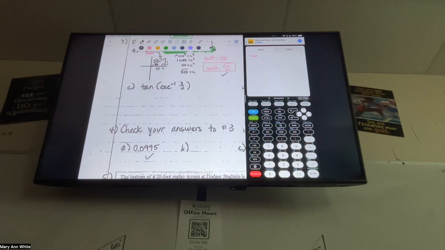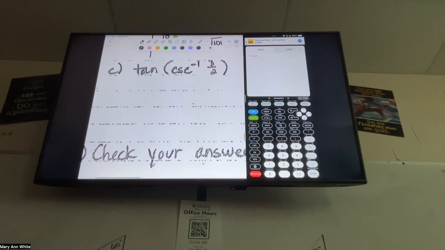Let's do number C together. Tan of cosecant, okay? So again, just like we were doing before, we always start with the inside. So start with your inside function. Cosecant goes with which function? Sine. And it's positive, so what quadrant am I going to be in if sine is positive? We're going to go to quad one, right? Okay, when I go to quad one, I'm going to label one of my sides two, one of my sides three.